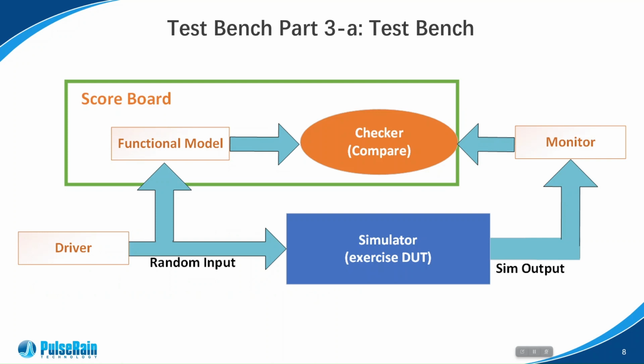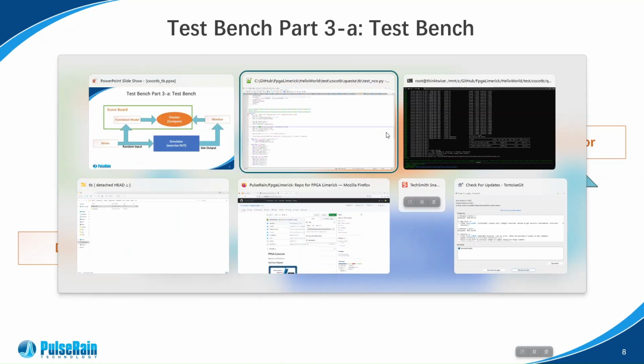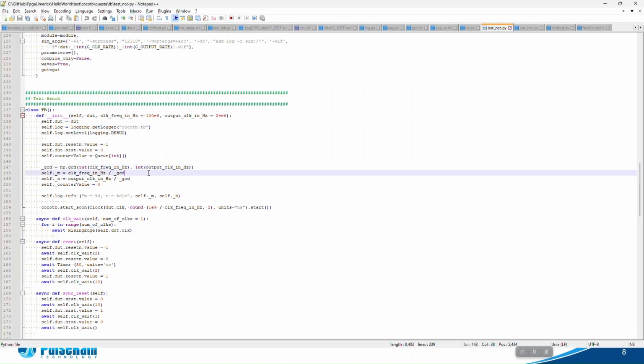In the test bench, what we do is we have something called a driver and something called a monitor. The driver drives the input, and the monitor gets the output. And then we have a scoreboard, which includes a function model and a checker, which compares the output with the model output to see if they match. So go back to our test bench code.